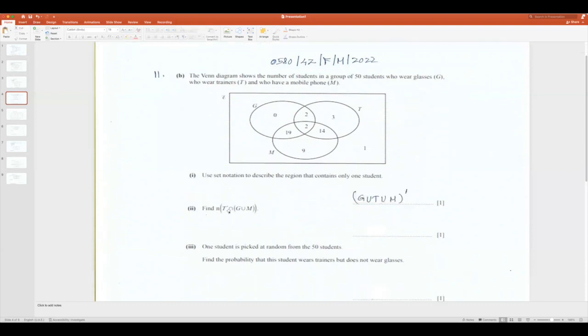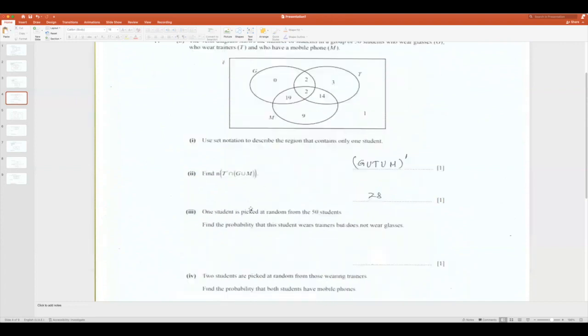Find the value of T dash intersection G union M. G union M means these two. G union M intersection without T, these three. 19 plus 9 is 28. Normally, with sets, the probability also comes in. For the time being I am doing this, but later I will do the probability properly.